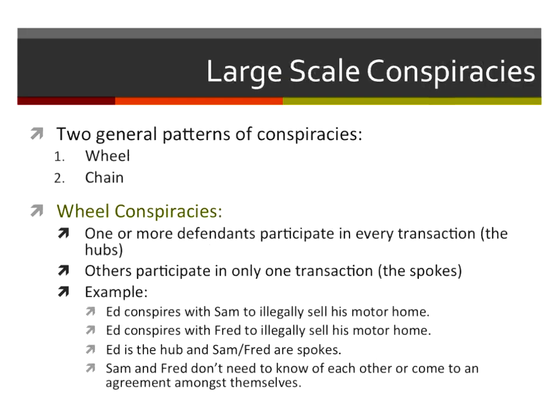Large-scale conspiracies have two general patterns: the wheel and the chain. A wheel conspiracy has one or more defendants participating in every transaction, whereas others only participate in one. So Ed conspires with Sam to illegally sell his motorhome. Ed conspires with Fred to illegally sell his motorhome. Ed is the hub, and Sam and Fred are spokes. Sam and Fred don't have to know each other or come to an agreement with each other. They're still considered co-conspirators.